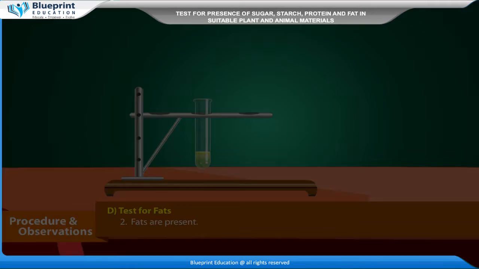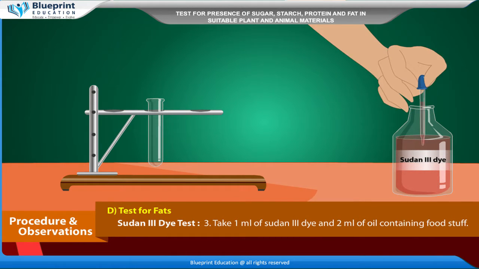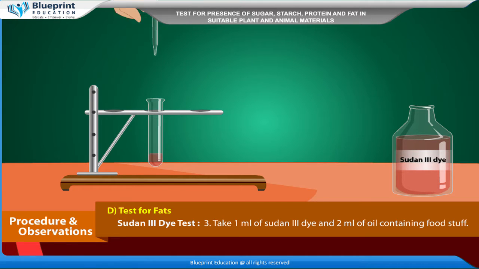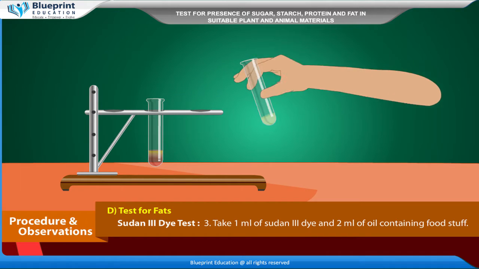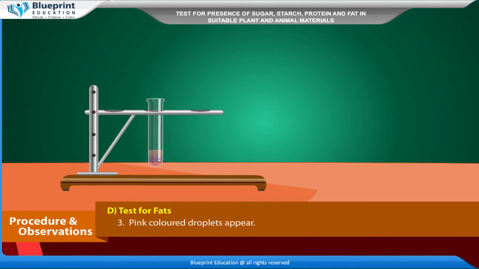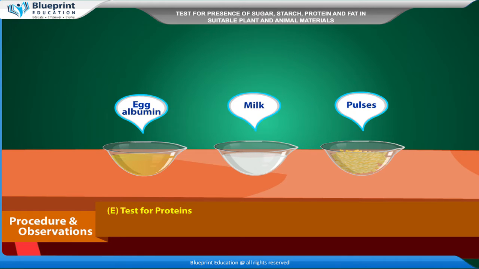Fats are present. Sudan III dye test. Take 1 ml of Sudan III dye and 2 ml of oil containing foodstuff. Pink colored droplets appear. Fats are present.